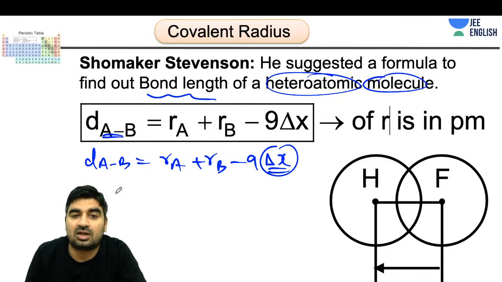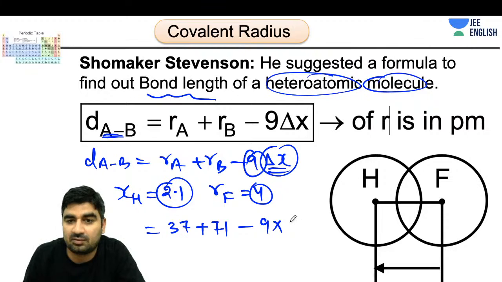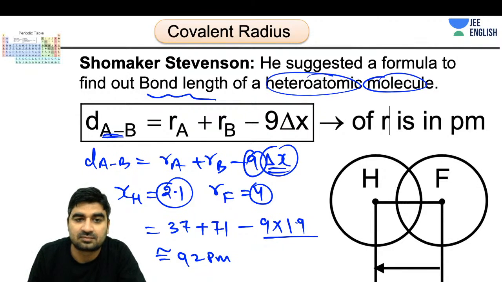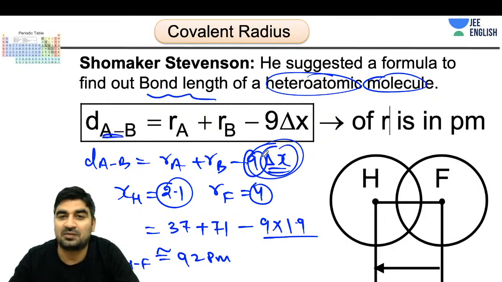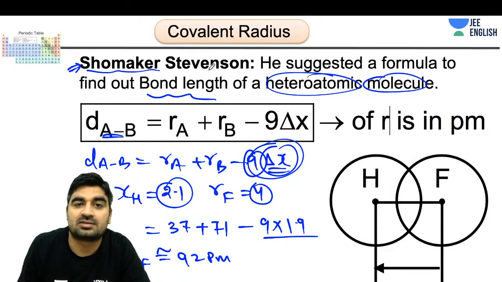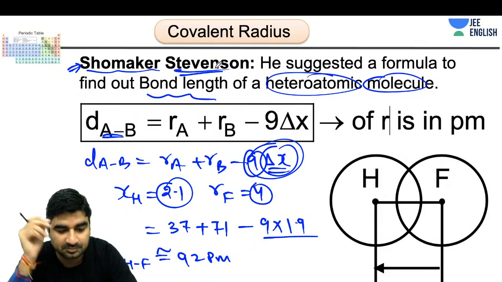Now the electronegativity for hydrogen is 2.1, for fluorine it is 4. And you put it here. So you will be getting 37 plus 71 minus 9 into the difference, which will be 1.9. So it will be approximately 92 picometers. So this is the bond length of H and F. If you consider the electronegativity difference, then you can find it out. So this is the Shoemaker-Stevenson formula and you can use it. Got it? Any doubt?